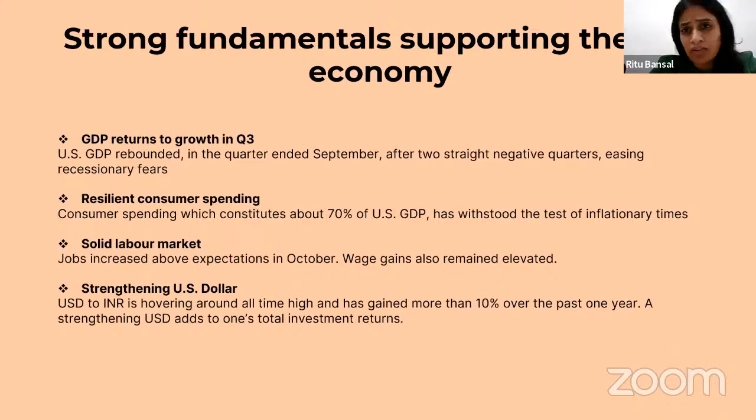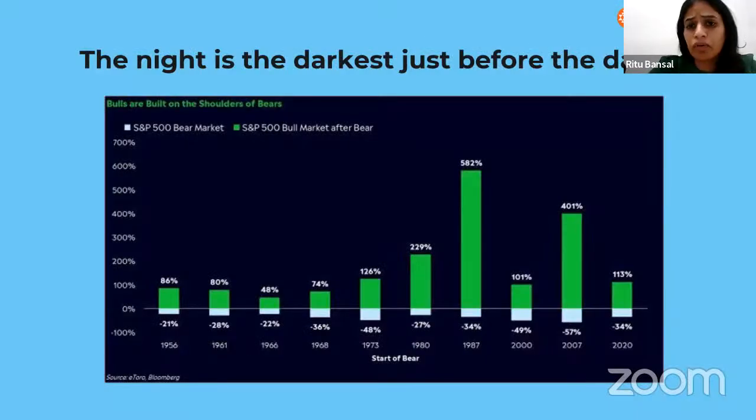The night is the darkest just before the dawn. So every bull market has been built, when you look at history, after a bear market. So when you look at, say, 1987, there was a drawdown of, say, 34%, post which we saw a rally, a bull market on the S&P of 582%. So this is quite significant. What I'm trying to convey on this slide is that these are opportunities for investors, first-time investors who are new to markets, to enter the markets.